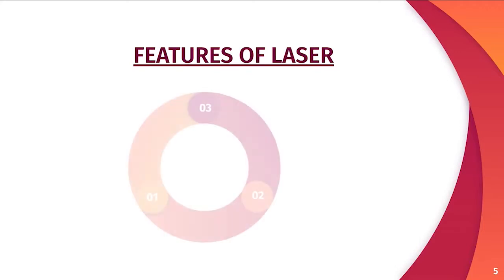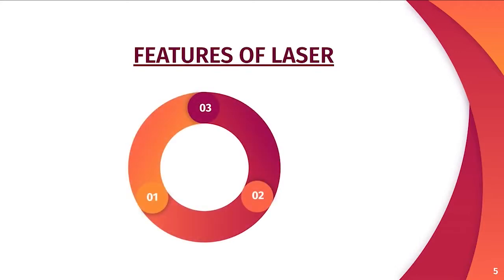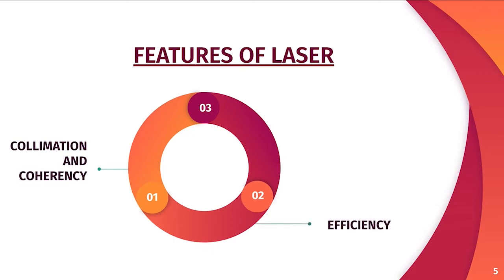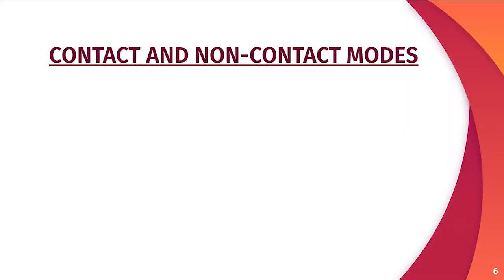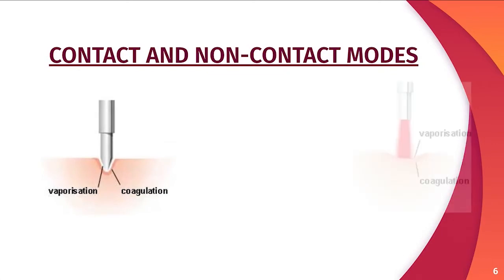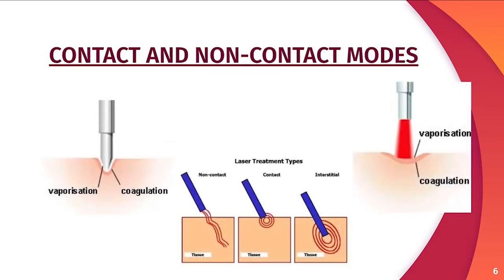Features of laser. The three main features of laser include, the first one, collimation and coherency; second one, efficiency; third one, it is monochromatic. Contact and non-contact modes. Laser works by vaporization and coagulation in contact, non-contact and interstitial modes.